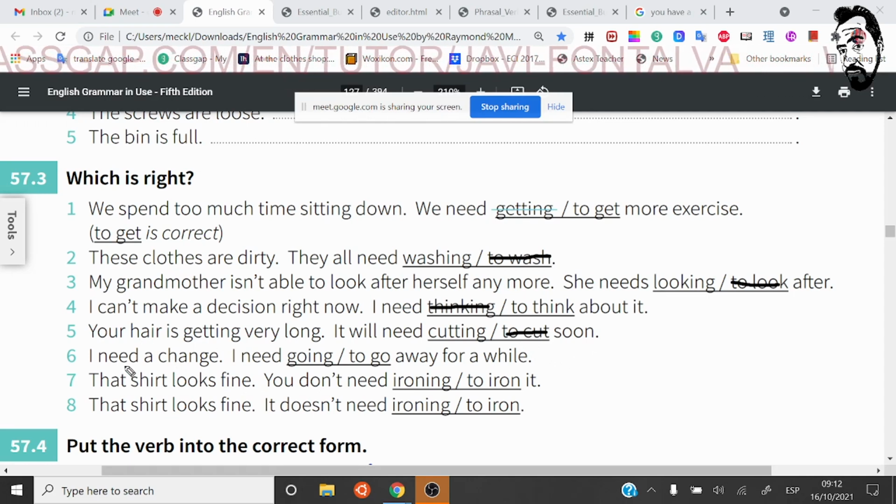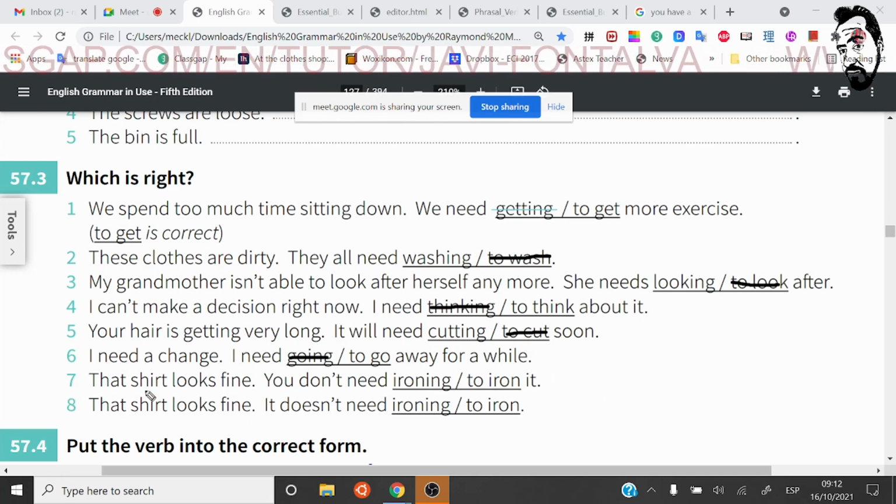6. I need a change. I need going away for a while. Or to go. To go. Because it's you who do it. Yeah. So I need to go away for a while. Necesito irme de vacaciones un rato.